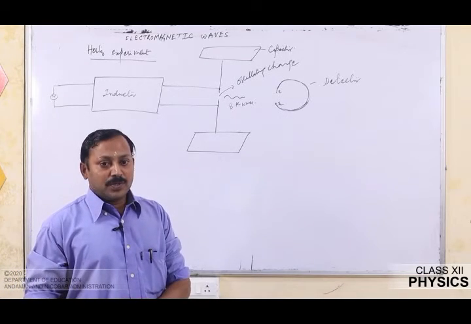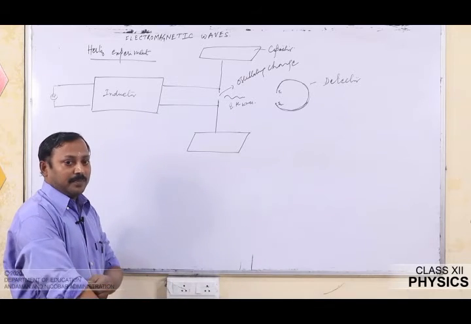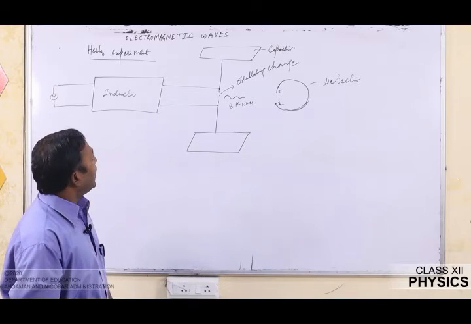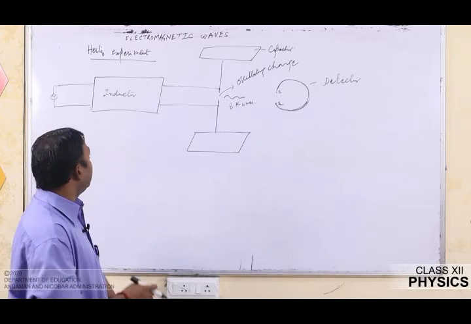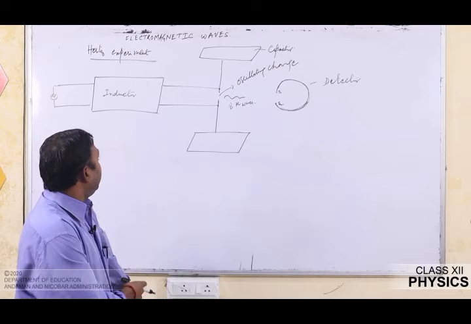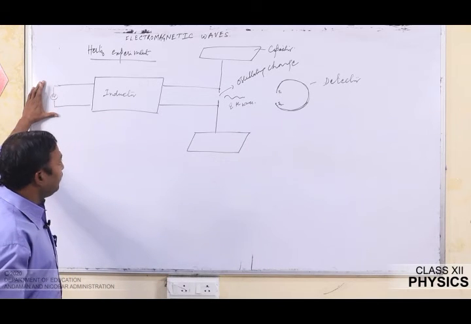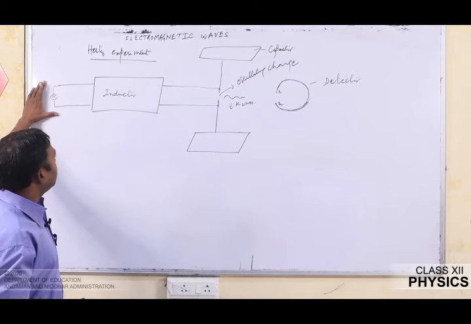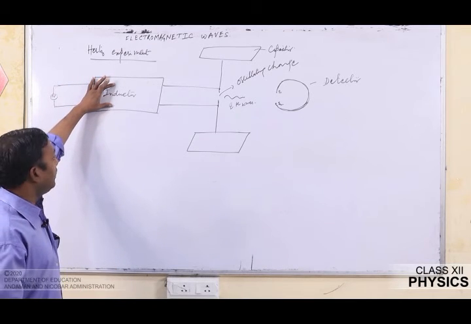In our previous topics we saw that Maxwell theoretically explained the existence of electromagnetic waves. The proof for the existence of electromagnetic waves is given by Hertz's experiment. The experimental setup consists of an inductor. An inductor is connected to high voltage. This high voltage which is applied to the inductor is in alternating form.